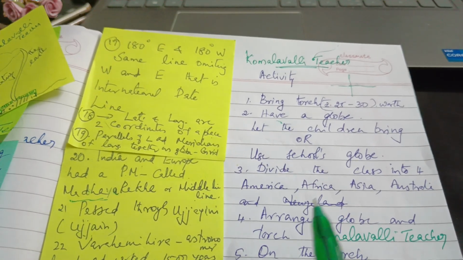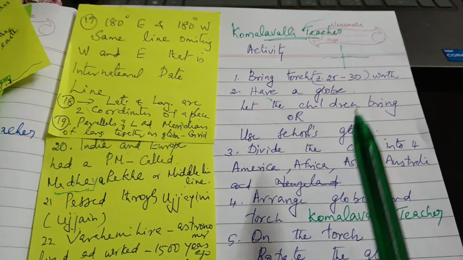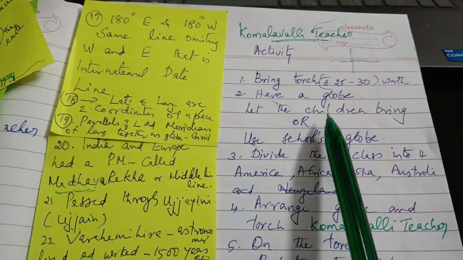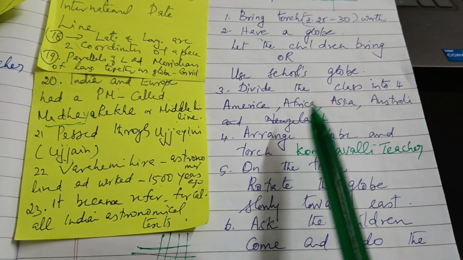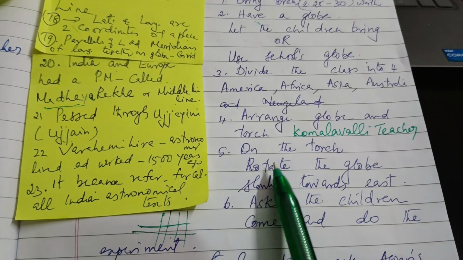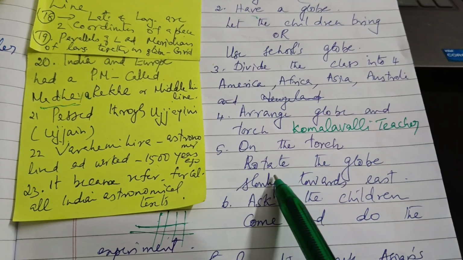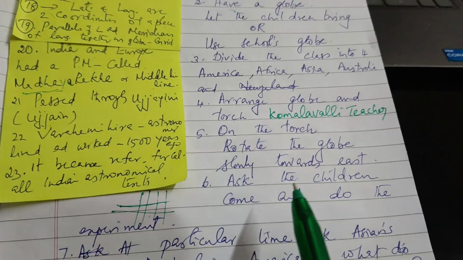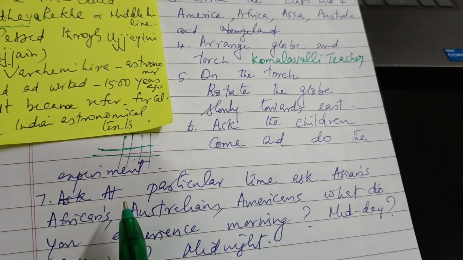Here I am showing you an activity also. Bring a torch, just a small torch; for 24 or 30 rupees you can get one. Have a globe. Let the children bring a globe or use the school's globe, and divide the class into America, Africa, Asia, Australia, like that. Arrange the globe and the torch. Light the torch and rotate the globe slowly towards the east. You can ask the children to come and do the experiment.